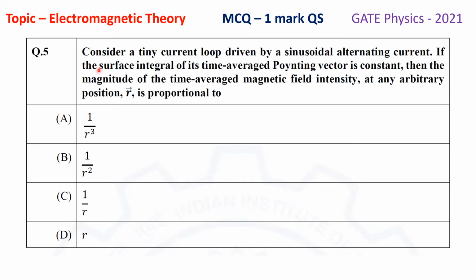The question is, consider a tiny current loop driven by a sinusoidal alternating current. If the surface integral of its time averaged Poynting vector is constant, then the magnitude of the time averaged magnetic field intensity at any arbitrary position r vector is proportional to option A 1 by r cube, option B 1 by r square, option C 1 by r, option D r. So we have to choose the correct option. Let us see the solution now.